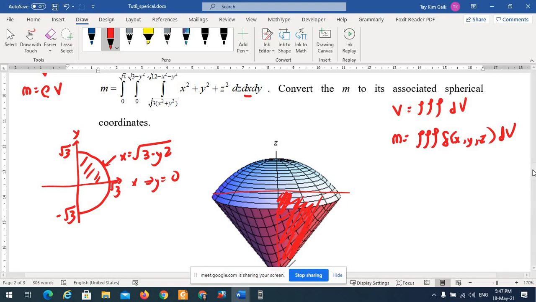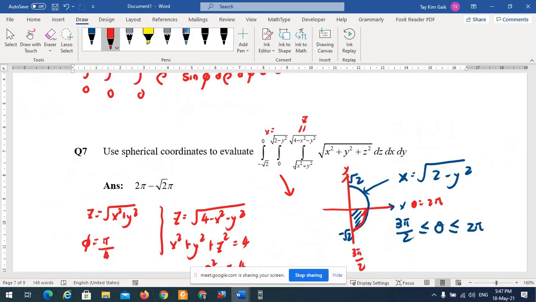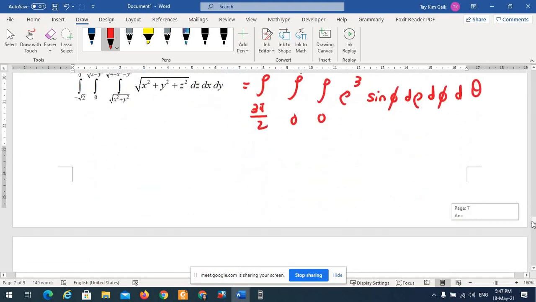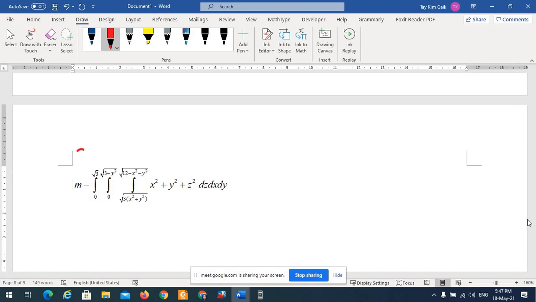And then we are going to convert it using spherical coordinates. So here I hope you can jot down: volume is the triple integral of dV. Mass of solid is given by the triple integral of the density function dV over the solid G. This is question 8.